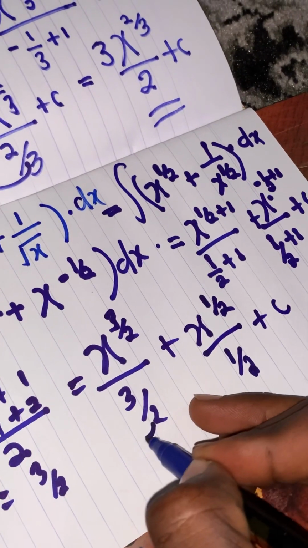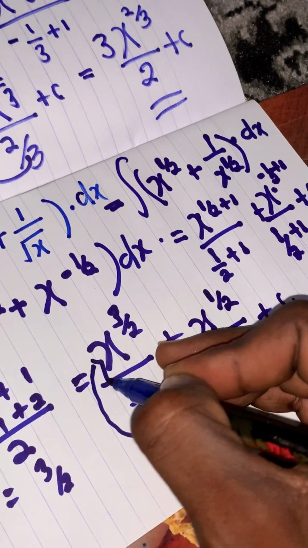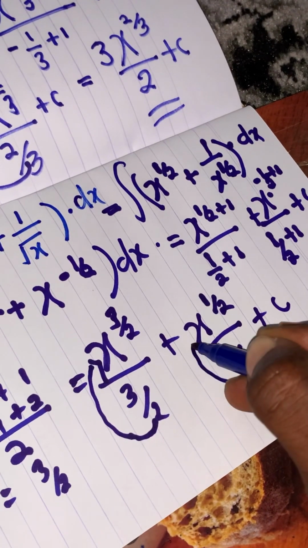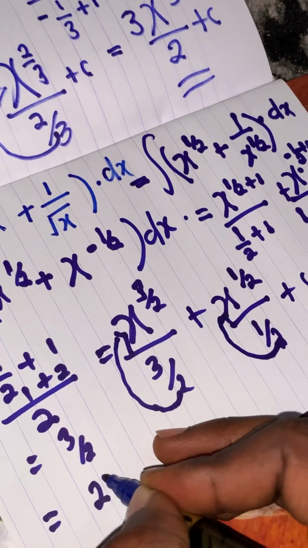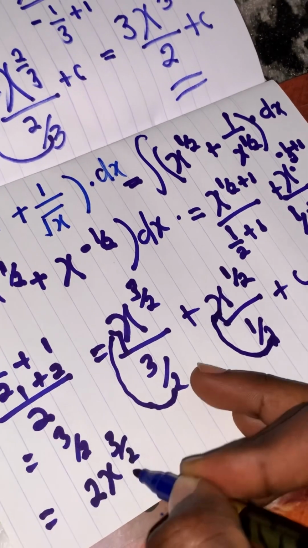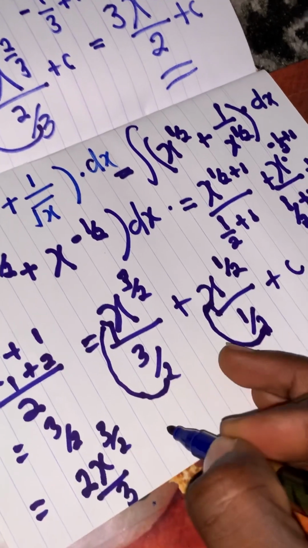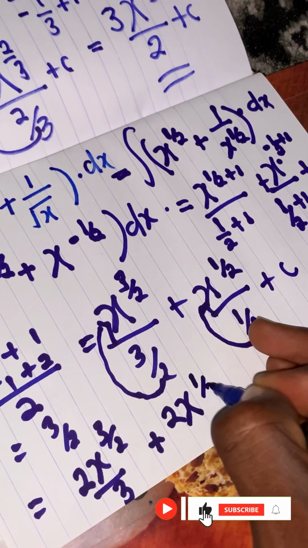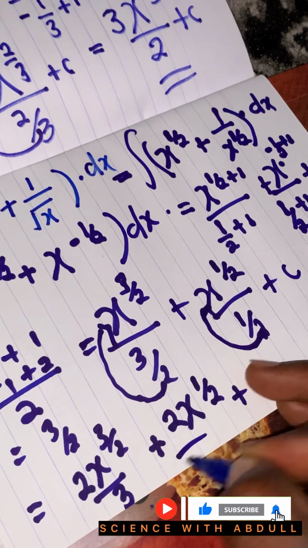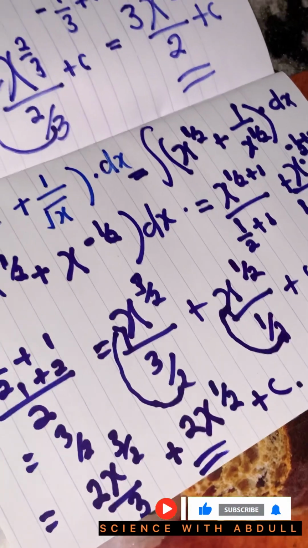So we can now multiply this 2 with x, and we can multiply this 2 also with this x. This would be 2x power 3 by 2 divided by 3 plus 2x power 1 over 2 plus c. This is the answer. Very simple.